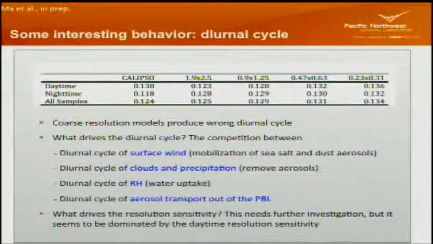Anyway, so we know that there's a diurnal cycle of surface wind, which contributes to the mobilization of sea salt and dust aerosols, so that can contribute to the diurnal cycle. And there is the diurnal cycle of clouds and precipitation, which is the removal mechanism for aerosols. And the relative humidity that affects the water uptake, and lastly, the diurnal cycle of how aerosols transport out of the boundary layer, because when they are out of the boundary layer, they are no longer subject to cloud processing or segmentation and these things. Anyway, I just thought this is interesting.